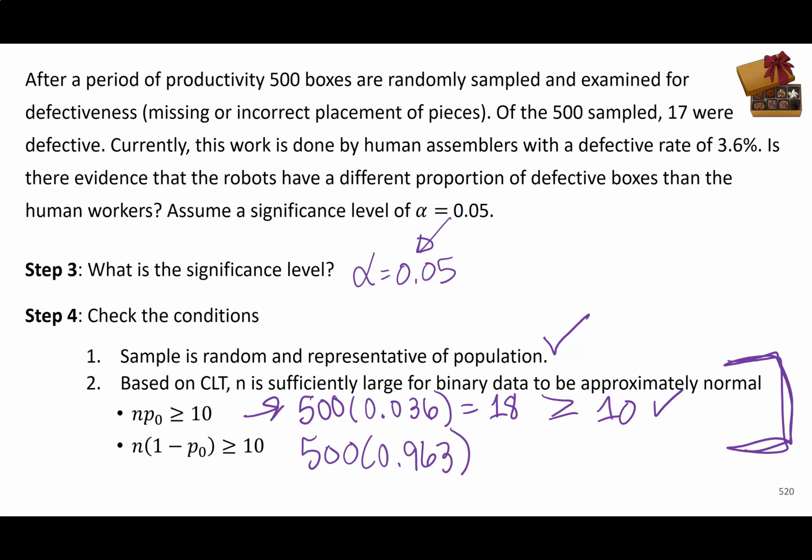not defective. No, I can add sometimes. That should be 482, and that's at least 10. So things to note: if you expect 18 defective, you expect a lot more than 10 not defective if there's 500 of them. So yes, I would say we definitely have a big enough sample size that we could assume this.